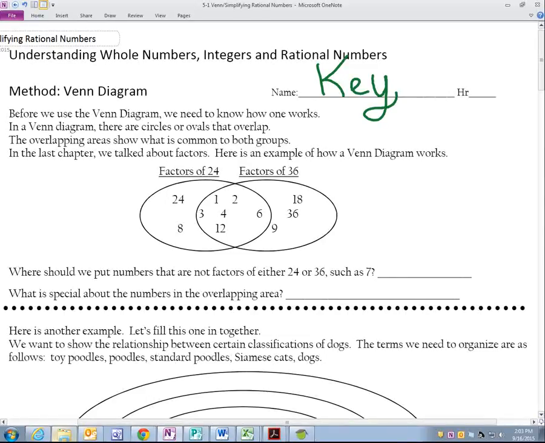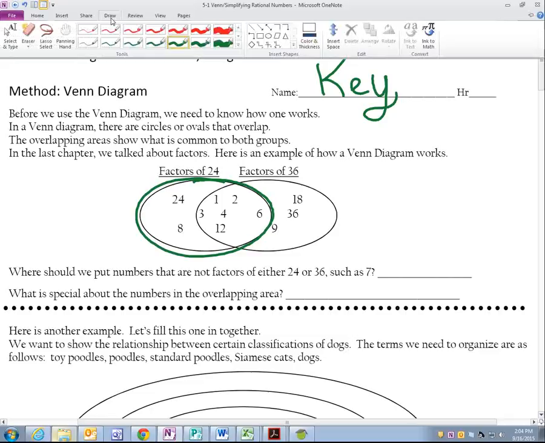In the last chapter, we talked about factors. So here's an example of how a Venn diagram works. So we have factors on the left circle. So that would be this guy. In the green circle, we have factors of 24. Going from bottom to top, it's 1, 2, 3, 4, 6, 8, 12, and 24.